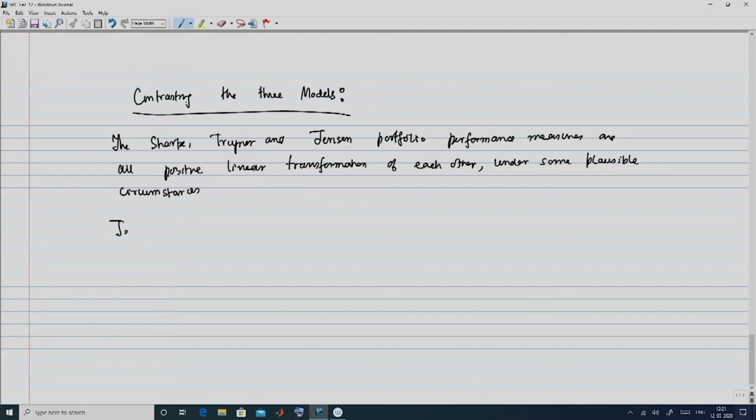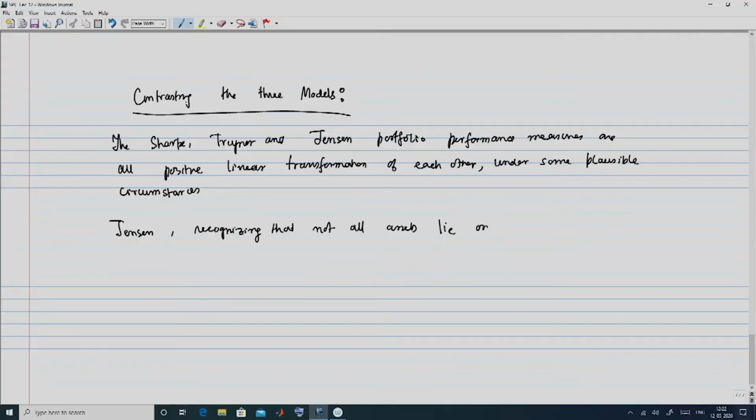All right. So Jensen, recognizing that not all assets lie on the CAPM, is why he looked at the difference of the realized return and the return predicted by CAPM.